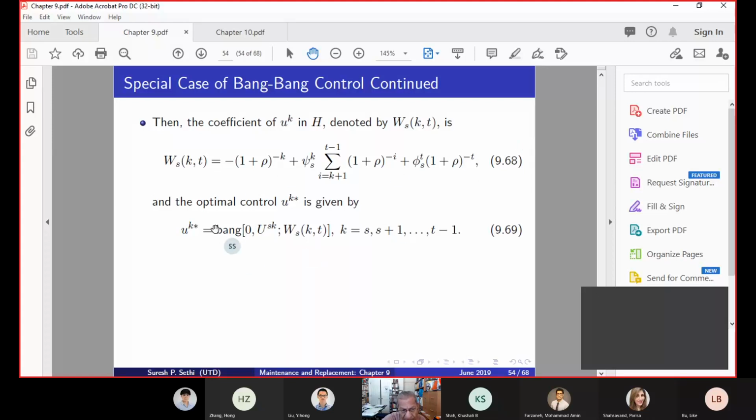And my bang bang control will be UK star is bang between 0 and USK when WSKT is bigger than 0, I use USK. If it's less than 0, I use 0. And if it's 0, then it's a singular control. We will not have a possibility of singular control here. It can be easily shown, maybe, because you have to maintain that over time. Most of the time, that is not the case unless you have a problem like in chapter 7.